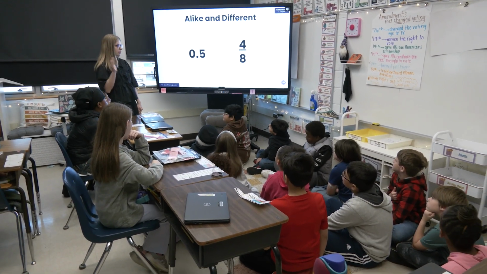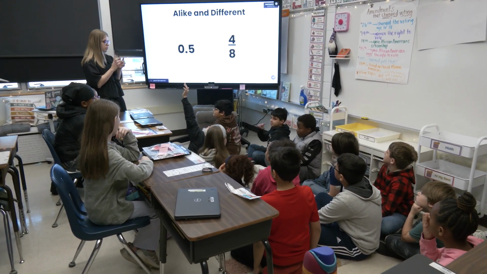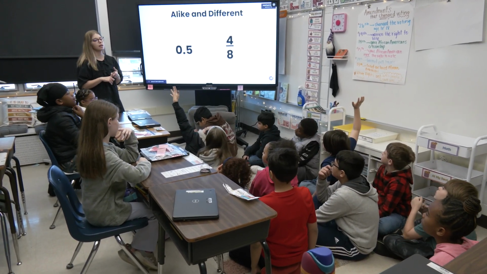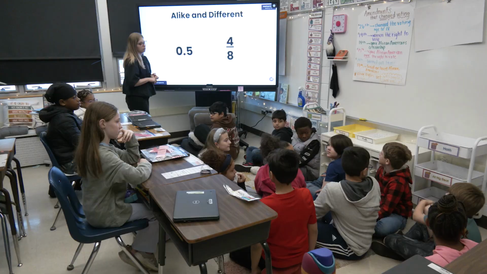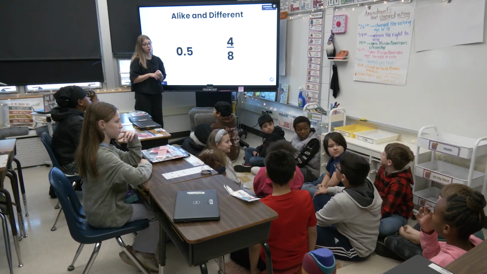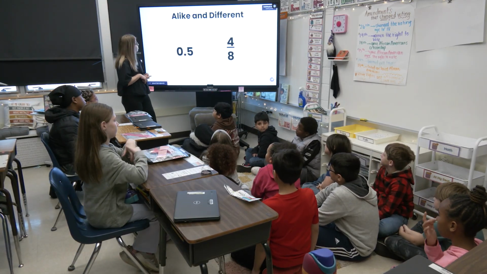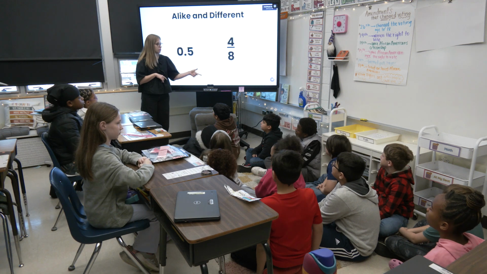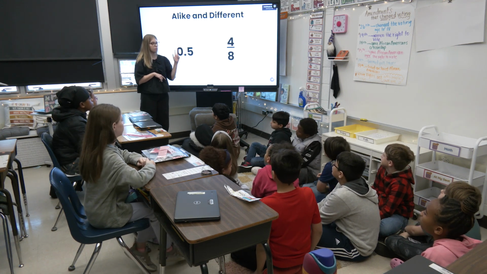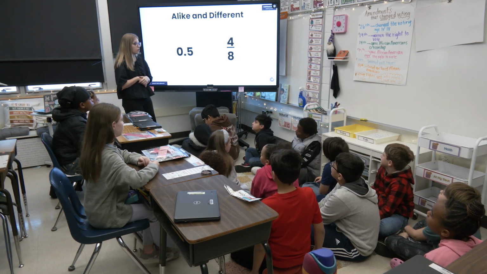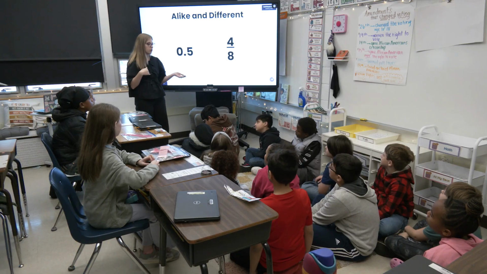Okay, can I see a raised hand to tell me what you notice are the same and what you notice is different? Eli, let's start. One's a decimal and one's a fraction. Okay, did you hear what Eli said? Yes. One is a decimal and one is a fraction. So Eli, is that the same or is that different? Different. That's different, okay? Because one is in decimal form and one is in fraction form.